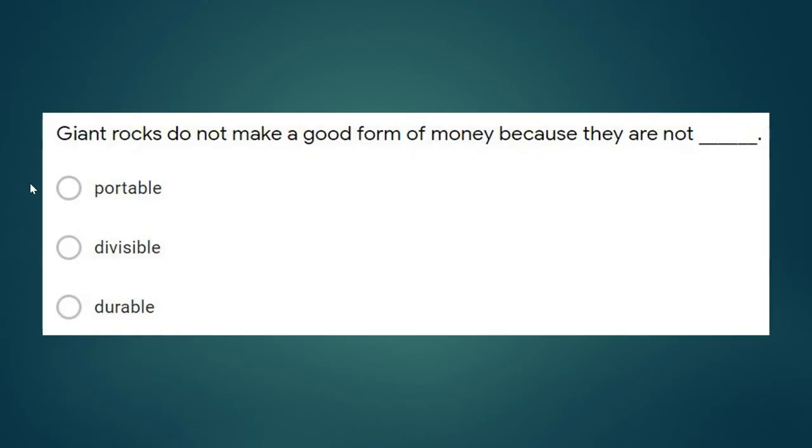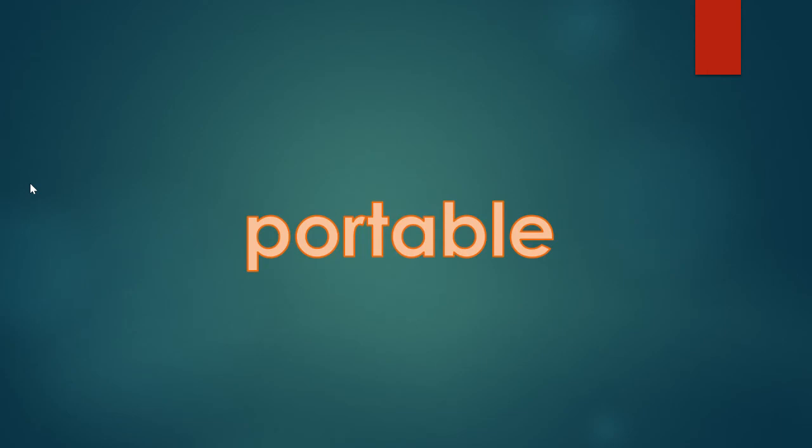Giant rocks do not make a good form of money because they are not, think about a giant rock. Is it not portable, moving around easily? Divisible, breaking it apart, or C, durable? Well, if it's a giant rock, it's not good because it is not portable. It's also probably not very divisible, but it's definitely not portable.